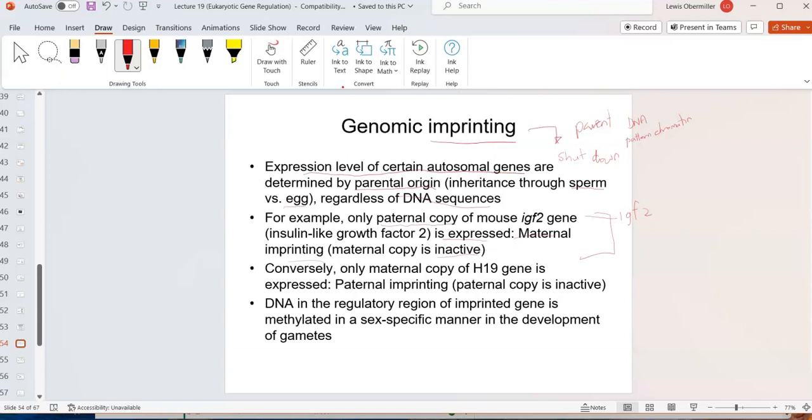And if we say it's paternally imprinted in the father, it's shut down. The maternal copy is inactive. That's maternal imprint. The paternal copy is inactive. That's paternal imprint.